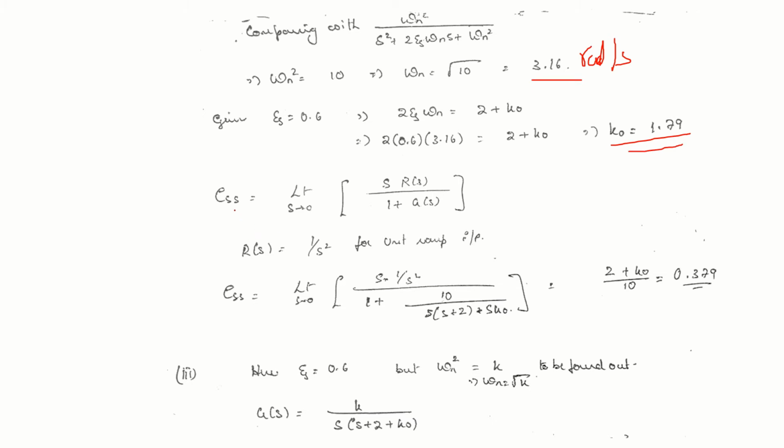So now our steady state error formula is this. R of S is 1 by S square. G of S is this. Then I'll get the steady state error value.